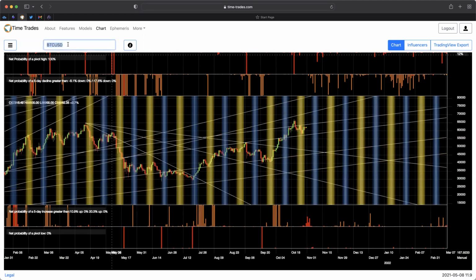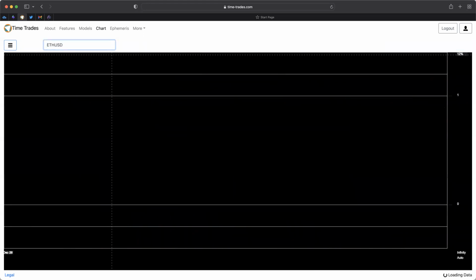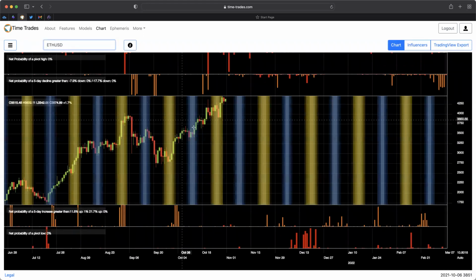Okay, so let's take a look at Ethereum. Now, Ethereum is confirming, in my opinion, the Bitcoin forecast. We've got a giant 89% probability of a pivot high here on November 2nd. These tend to act as magnets to pull the price up.